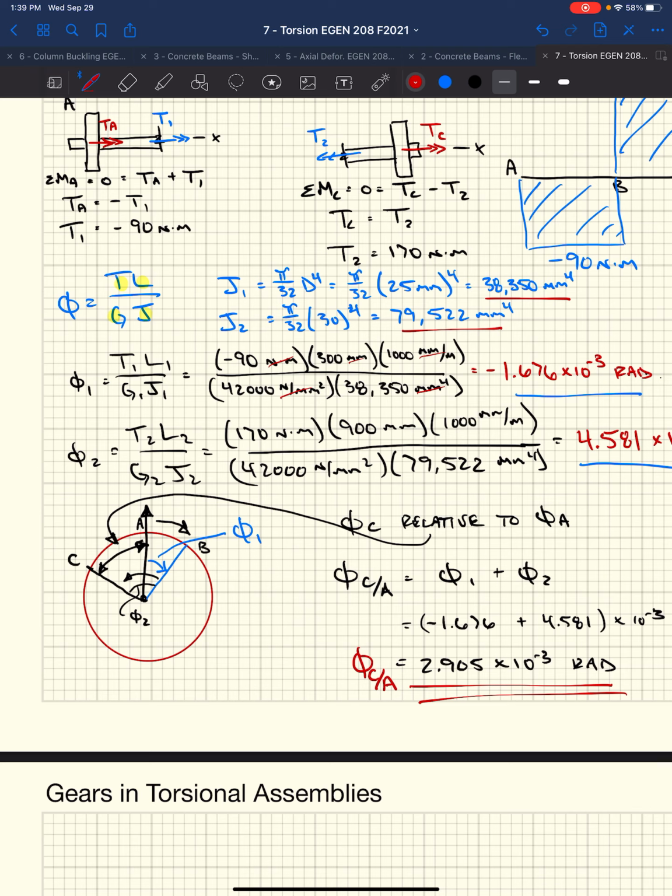Looks like a lot, huh? Does that make sense? Any questions? A little bit tedious there, but you just kind of walk yourself from one end to the other.